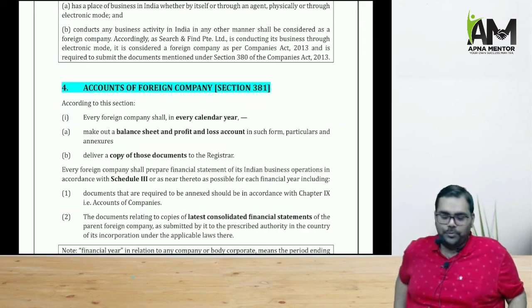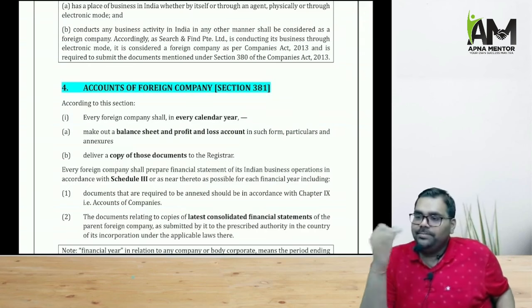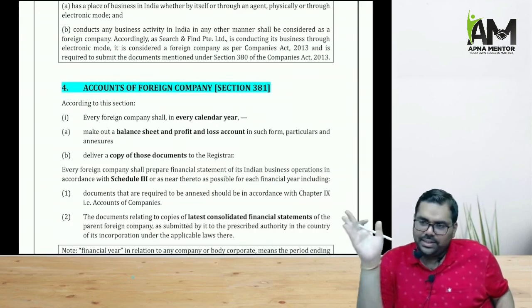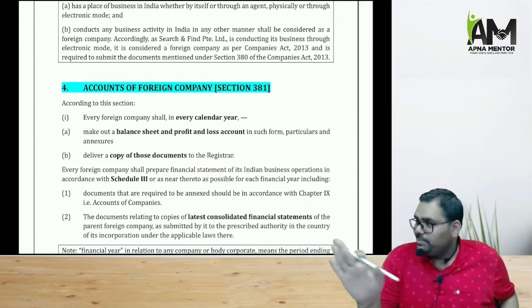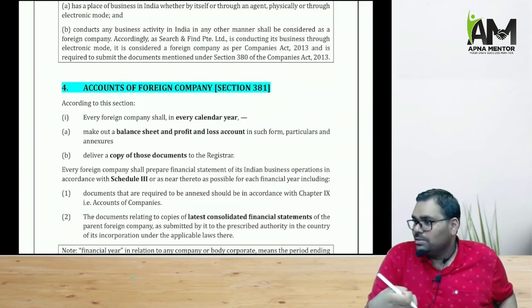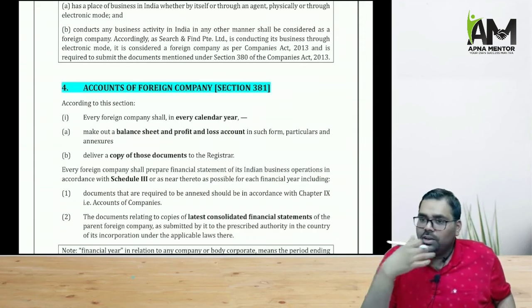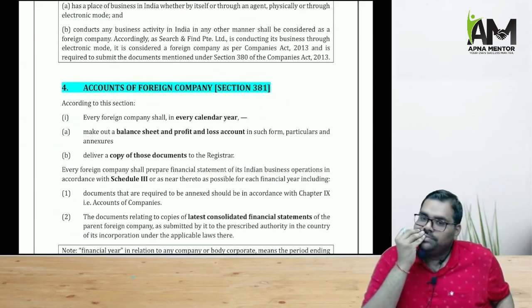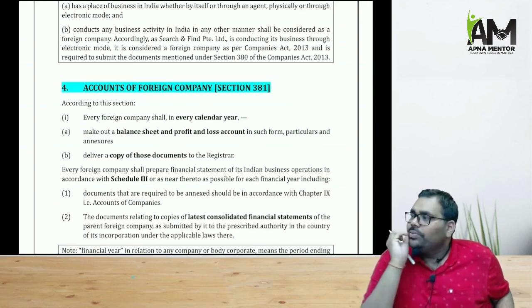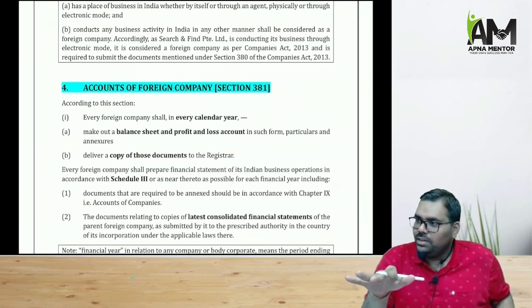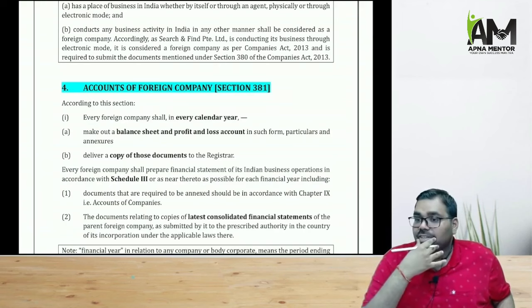What is the blunder? In section 381, they wrote, every foreign company shall make in every calendar year a balance sheet and P&L, and submit those documents to the ROC. While making the rules of section 381, they wrote, foreign companies shall in every financial year. So while making the section they have clearly written calendar year, but while making the rule they wrote financial year.